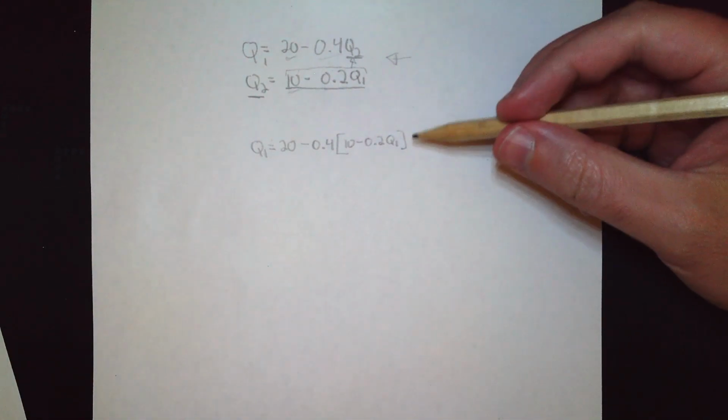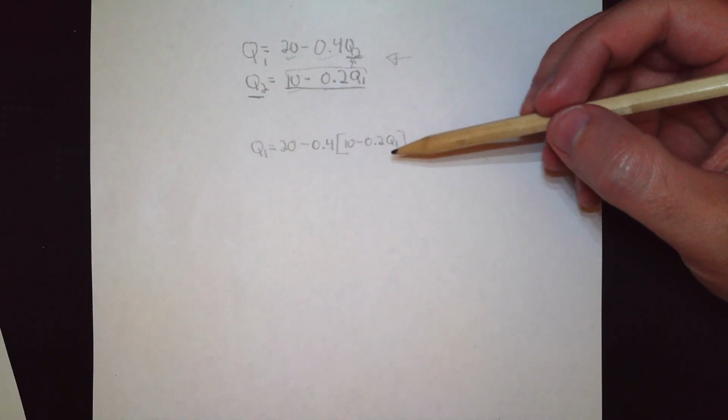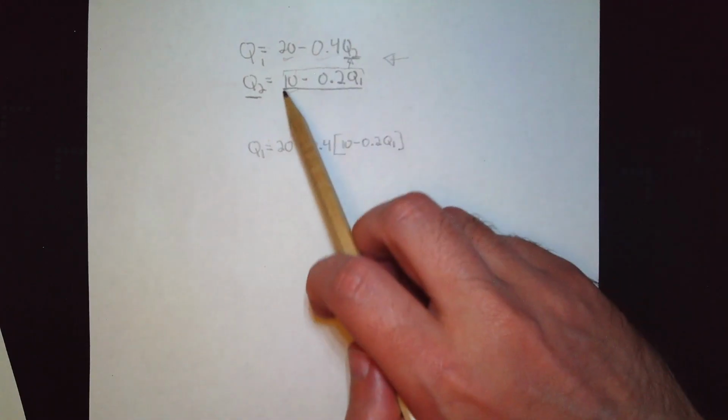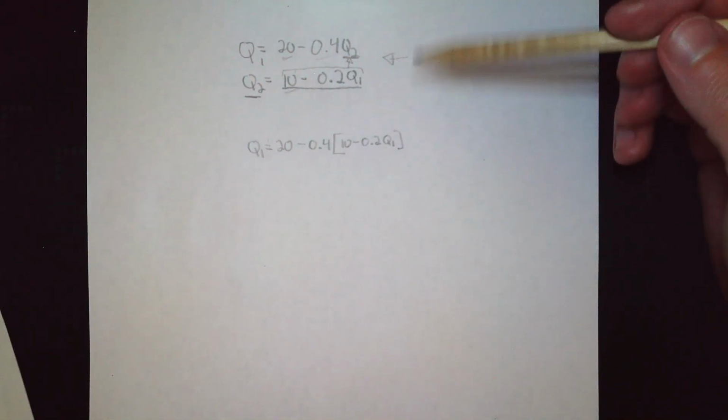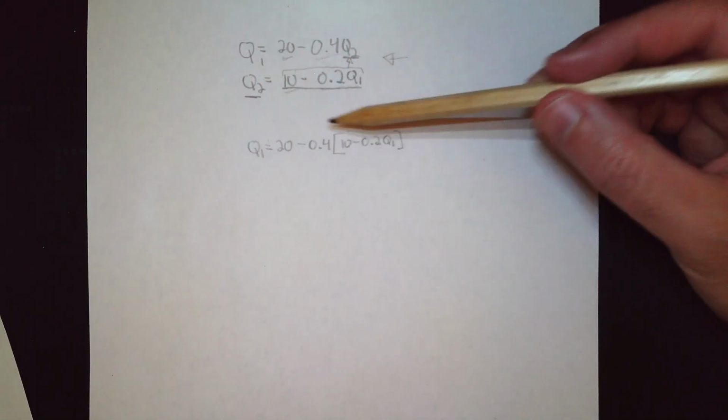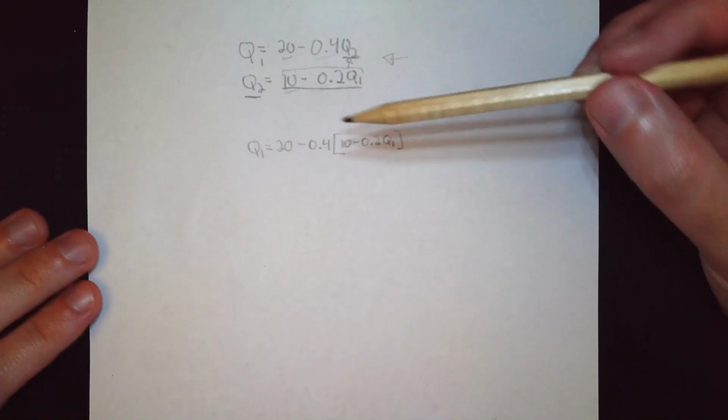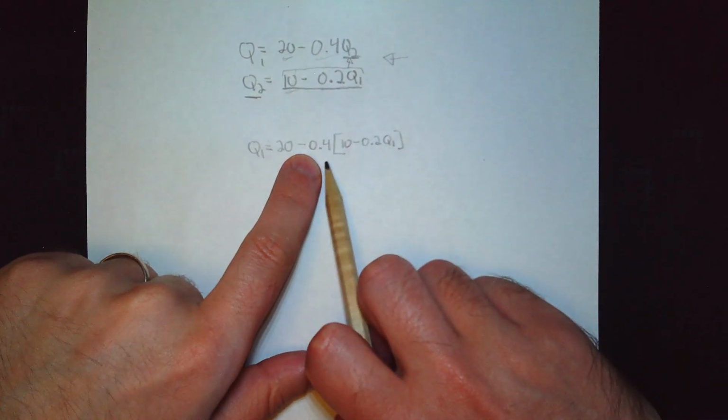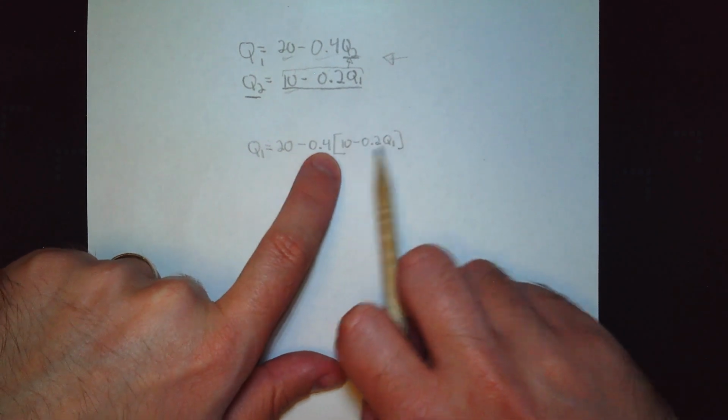Now this is the part, try to make sure to write this down in the exam. I just took this Q2 and replaced it by this equation. Now just try to be careful in the exam. This is the part where everyone makes a mistake, okay? So take your time, do this part here, 0.4 negative times this. Do that part slowly, okay?